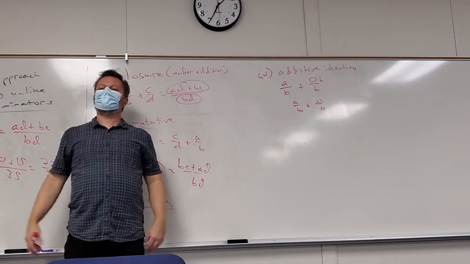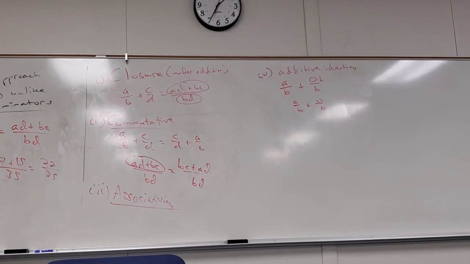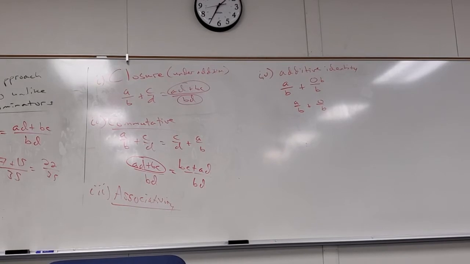Stop for a minute. When I just write a number, when I just write 7, like we said a minute ago, what's underneath the 7? 1. So when I just write 0, there's a 1 underneath. How do I make it into a like denominator where the denominator is B? Multiply top and bottom by B. The top is still 0 because 0 times anything is 0.